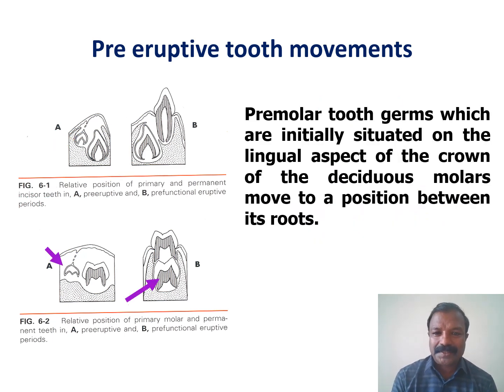Also, in case of this premolar tooth germs, which are initially situated on the lingual aspect of the crown of deciduous molars, move to a position between the roots of this deciduous molar.